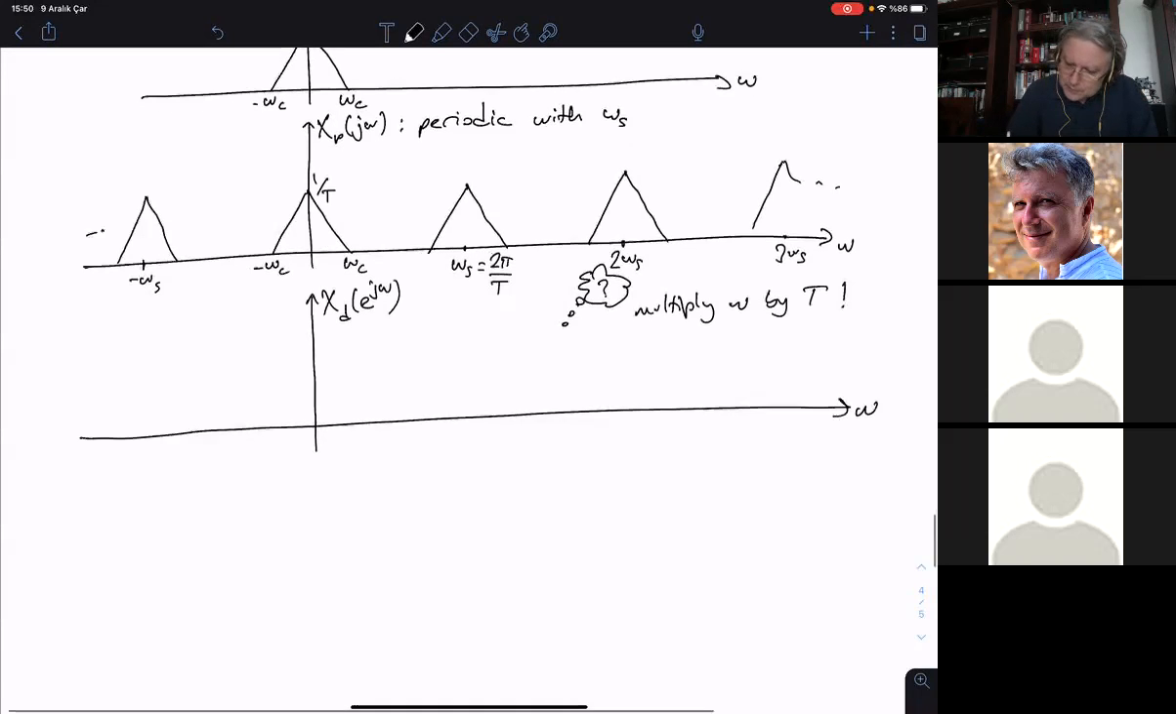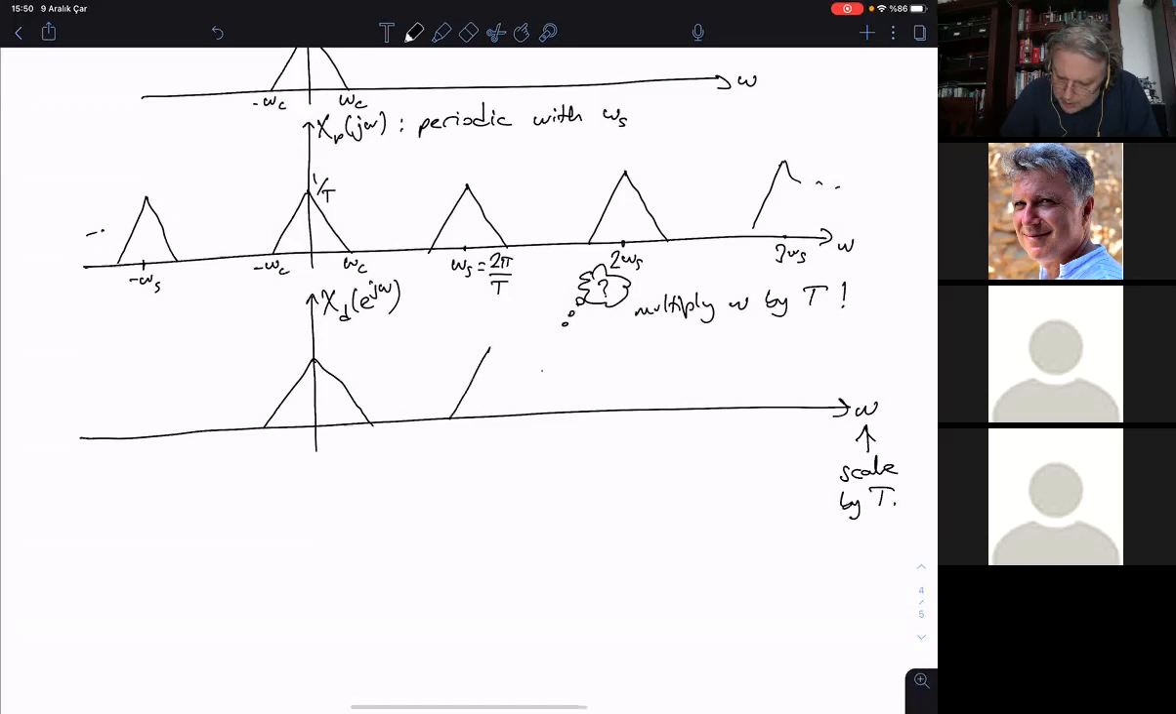So let me do it. What I'm doing is scale by capital T. I'm scaling the horizontal axis by capital T. It depends on the value of capital T, but if you just try to visualize it, and let's say capital T is close to 1, which is of course not correct, it will be something like maybe, I don't know, this.